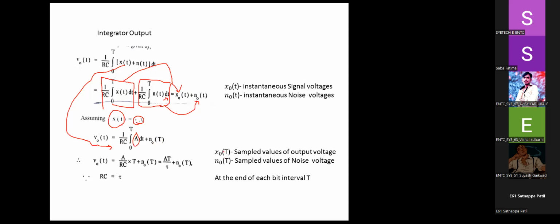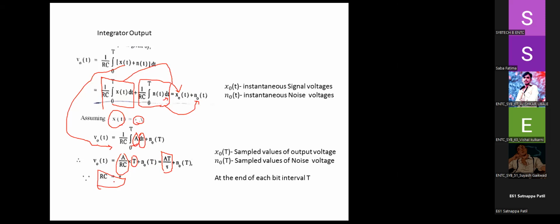When I simplify this, we take A out as a constant, then the integration of dt from 0 to T gives T after applying the limits 0 and T, plus n0 of capital T. So this is finally the integrated output. What we have is AT divided by tau, where tau is given as RC.